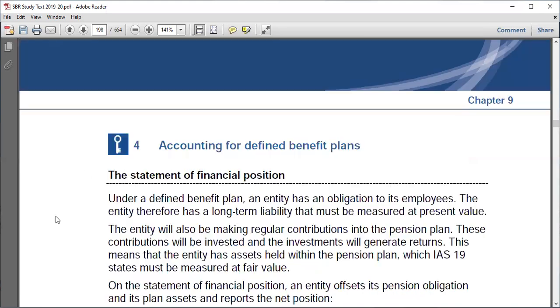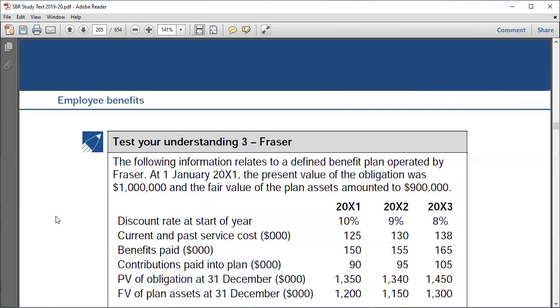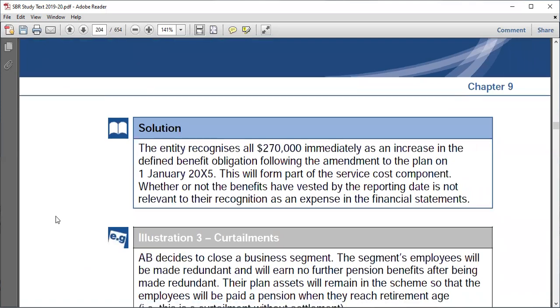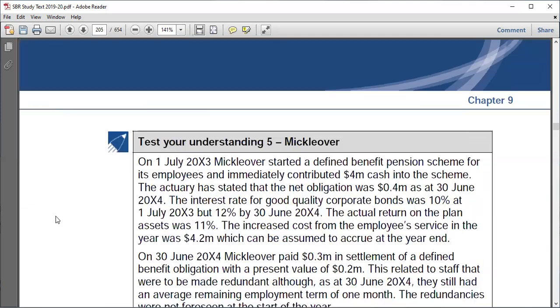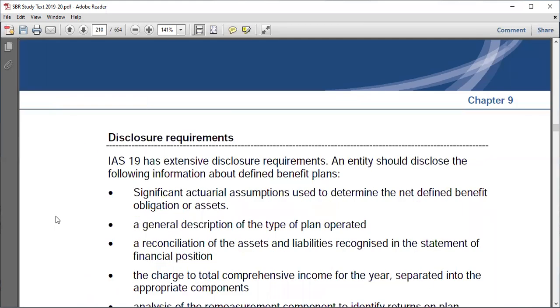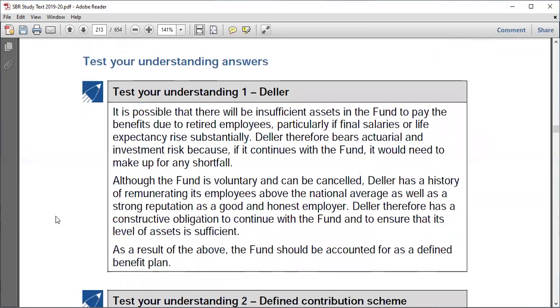Now let's go to number 1. It was just understanding number 1, right? Oh, it's not here, it's number 1. It has a lot of questions. Okay, now we can come and see here, right? We just need to make a distinction on whether that fund is a defined contribution or a defined benefit plan.